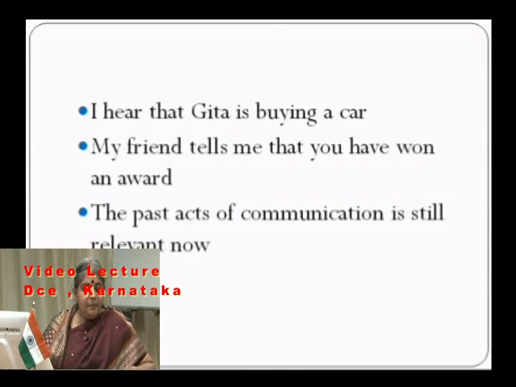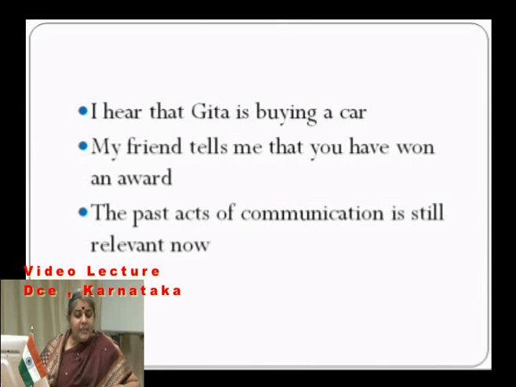The second example which you can see is that, see the third bullet point, in describing past acts of communication which continue to be relevant at present. I talk of certain activities that happened in the past, certain old activities or communication, whichever, and when is it relevant? It is relevant even today, it is relevant even now, it is even relevant up to date.